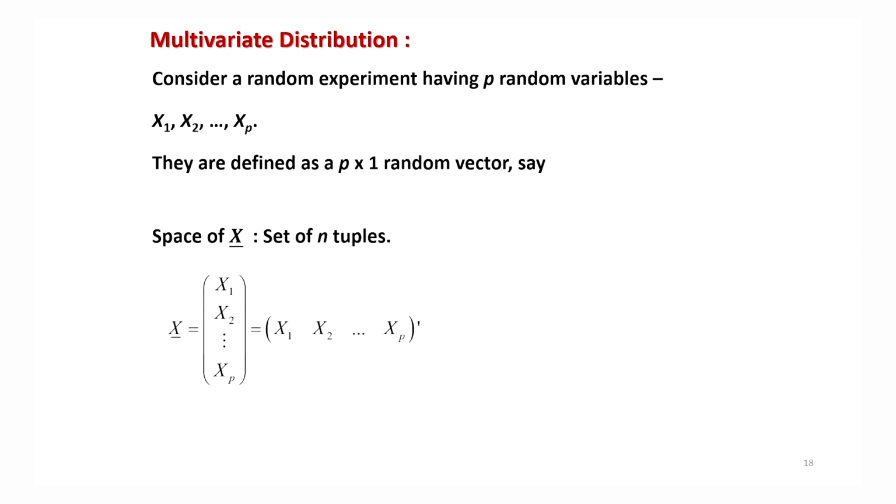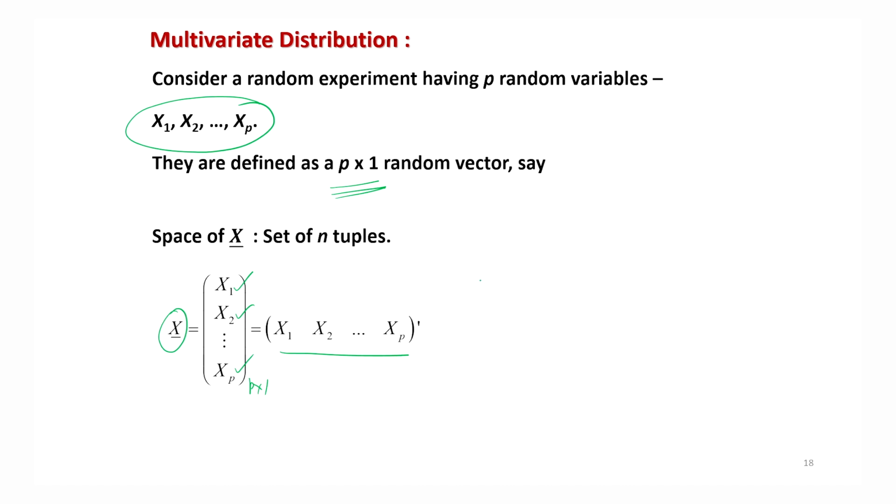So now I can express in general that suppose we have p random variables, which are indicated by capital X1, capital X2 up to capital Xp. All these variables can be defined in the setup of a p cross 1 random vector, and this vector can be indicated by x underscore, which will be a p cross 1 vector consisting of values x1, x2, xp, and which can also be written as (x1, x2, xp) transpose.